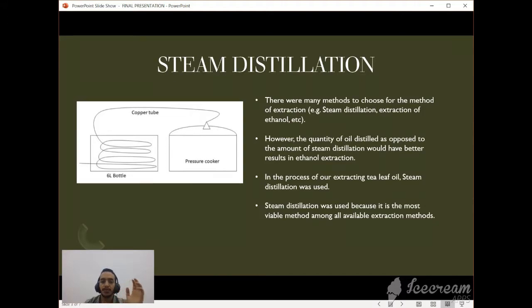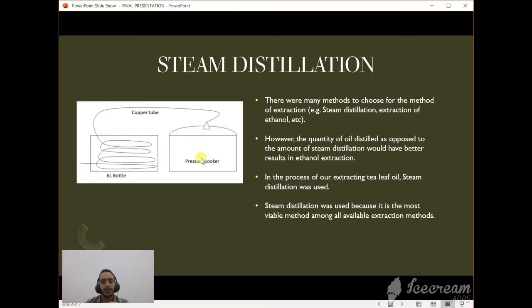So we restricted ourselves to the steam distillation method. As explained in this picture, this is the method that we used. We had a pressure cooker and a copper tube inside a 6-liter bottle. The bottle had water inside, and also the pressure cooker.